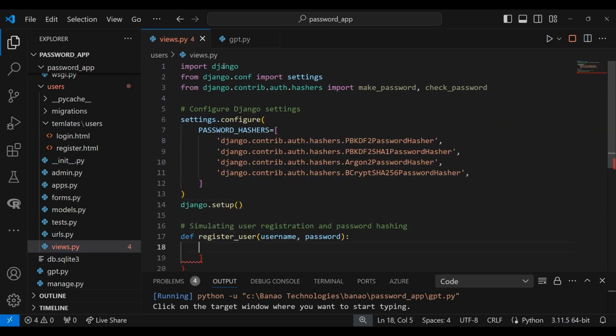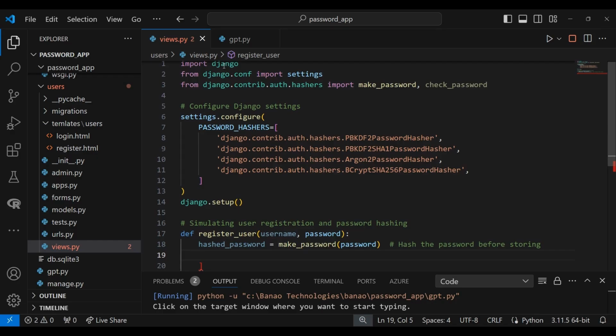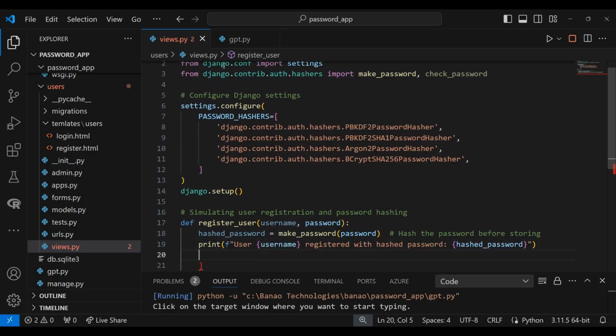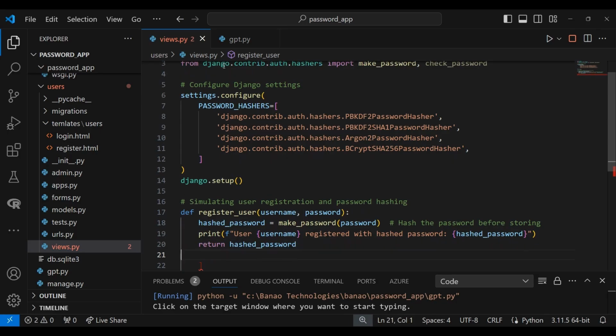The provided code snippet showcases the implementation of password hashing and security practices within a Django application. The register user function handles user registration by hashing the password using Django's make_password function, which securely encrypts the user's password before storing it. This ensures that sensitive user data, such as passwords, are not stored in plain text and are protected from potential security breaches. Once the password is hashed, the function prints the username and the hashed password for reference.